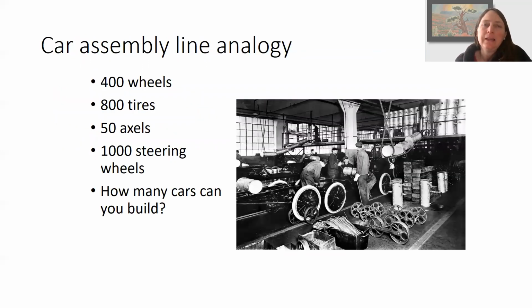And so a good analogy is a car assembly line. And so I want you to look at this list of supplies, pause the video, and figure out how many cars you can build. Okay, great. How many cars did you figure out you could build? Turns out you can only build 25 cars, right? Because each car needs 2 axles. And since there's only 50 axles, you can only build 25 cars. It doesn't matter that you have 400 wheels or 1,000 steering wheels, you're limited by the number of axles.